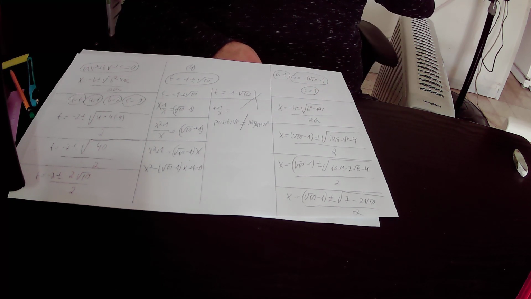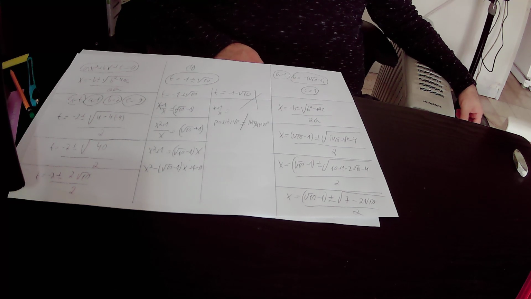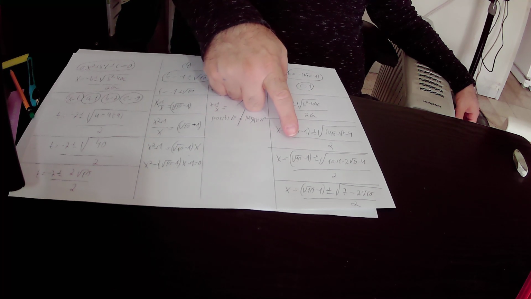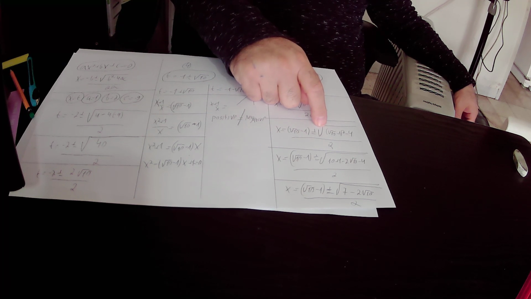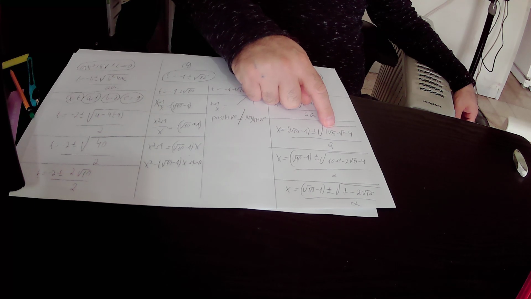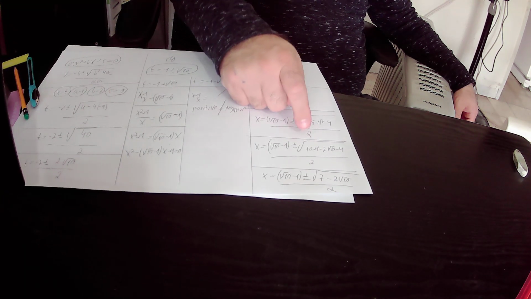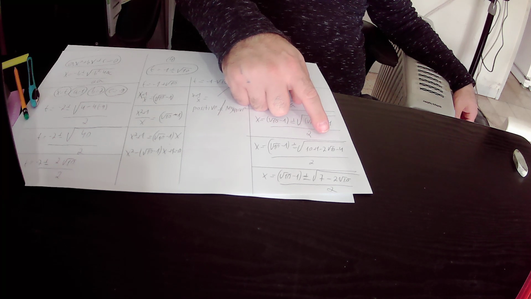Because 2a is 2, because of the fact that a equals 1. So 2 times 1 is 2. So here we have x equals square root of 10 minus 1 plus minus the square root of (square root of 10 minus 1) squared. Square root of 10 squared is 10, plus 1 squared is 1, minus 2 times square root of 10 times 1. So it is actually 10 plus 1 minus 2 times square root of 10, minus 4.